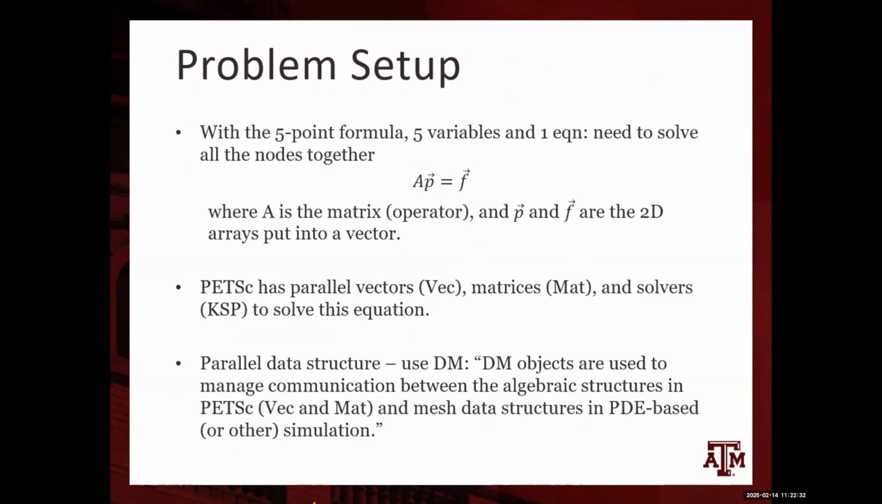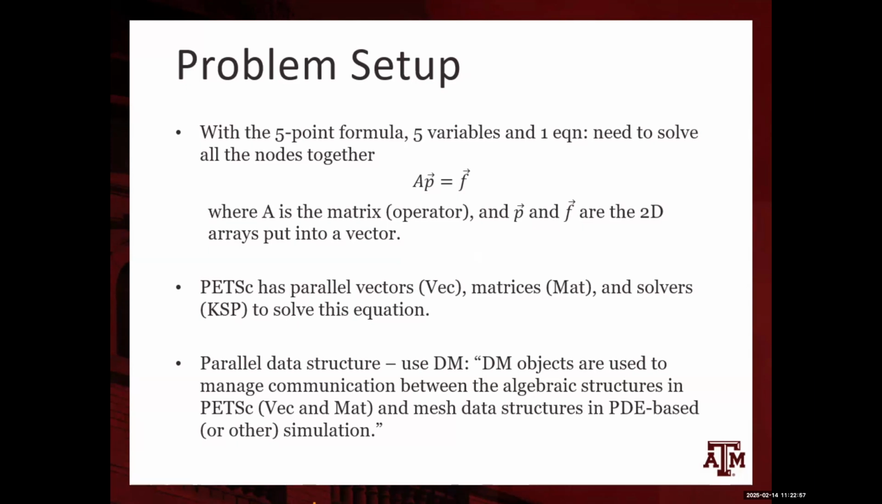This is a 5-point formula, so you have 5 unknowns and 1 equation, so you cannot just get all those 5 unknowns by 1 equation. You need to write it for all the grid nodes and solve them all together. When you do that, you're going to have a system of equations, A P equal to F. So it's a system of linear equations.